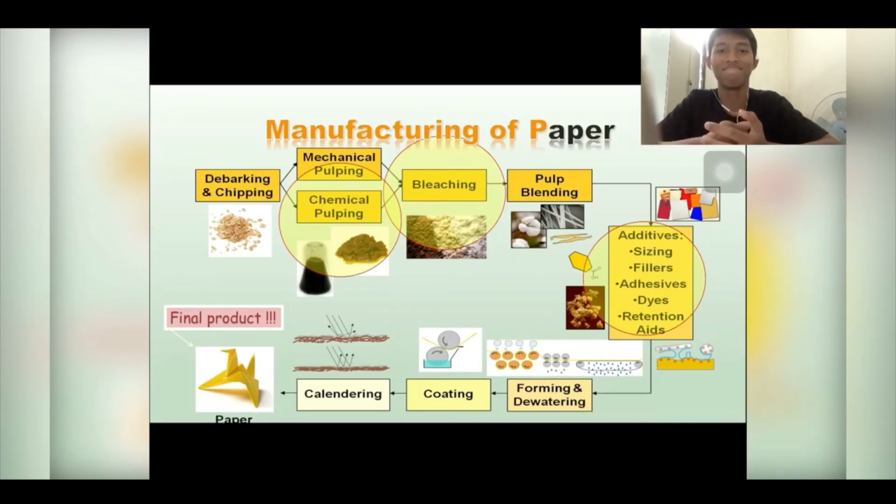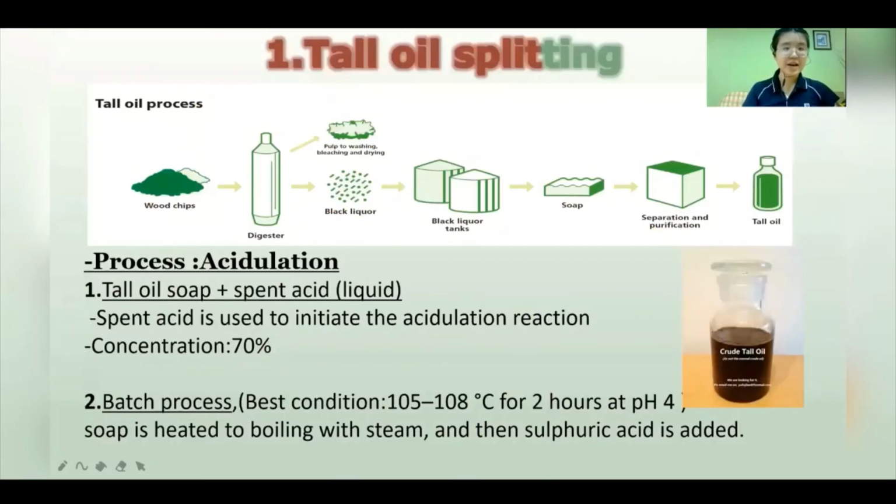Thank you. Hi everyone, I will continue to present from tall oil splitting. So what is tall oil? Tall oil is an important product of the chemical pulping process and is used to improve the economic feasibility of a kraft pulp mill. So this is the general process of tall oil. From the wood chips, we turn them into paper, and the remaining black liquor we turn into tall oil. So this is a picture of crude tall oil.